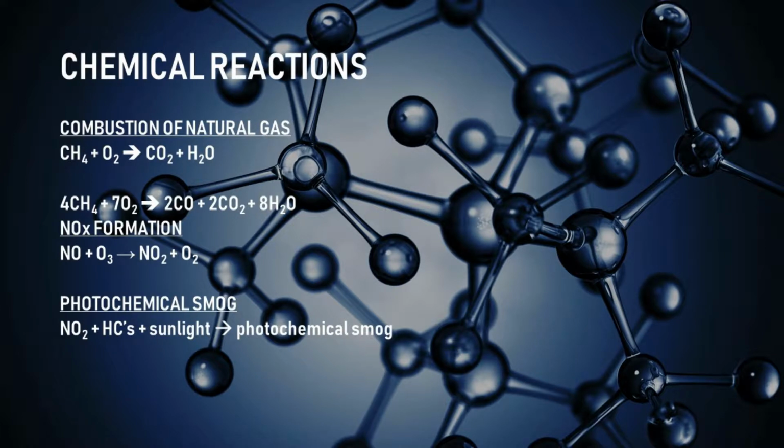When incomplete combustion occurs, carbon monoxide is formed. Ozone can react with nitrogen oxide to form nitrogen dioxide. When nitrogen dioxide and volatile organic compounds react in the presence of sunlight, they form photochemical smog, a significant form of air pollution, especially in the summer.